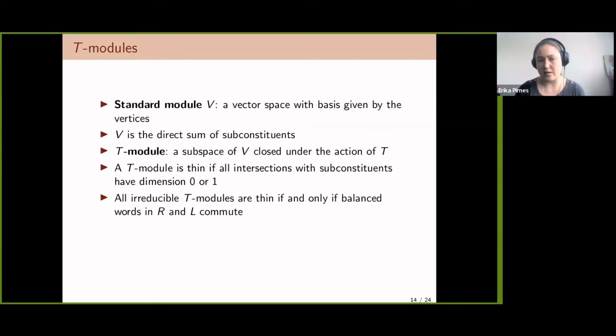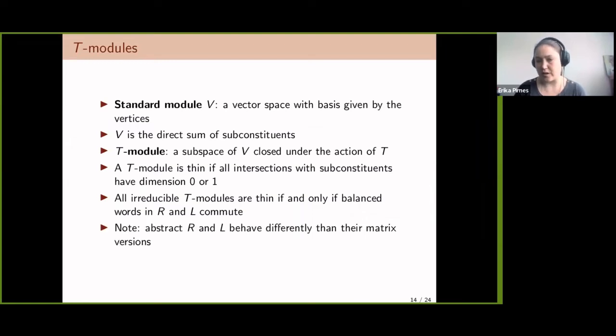Then there's this result that says all irreducible T modules are thin if and only if balanced words in R and L commute. So this is where the problem I'm working on comes from. And irreducible here just means that we cannot find a proper submodule.